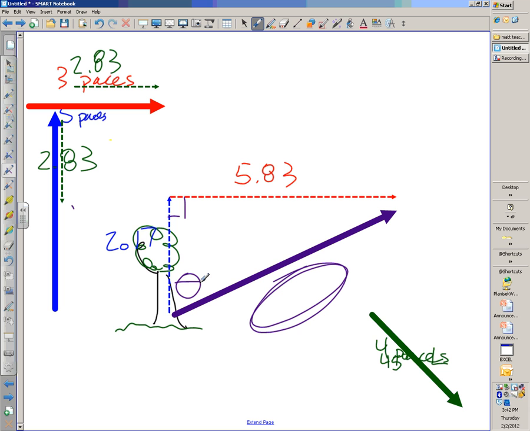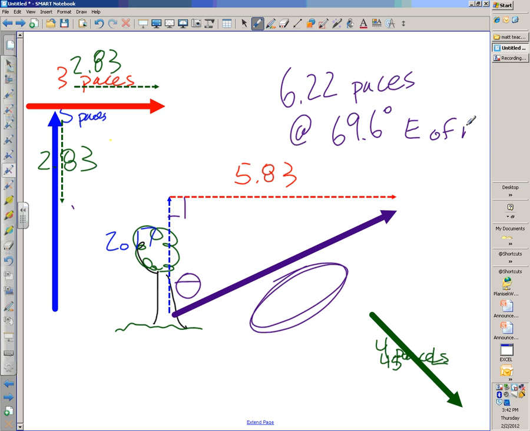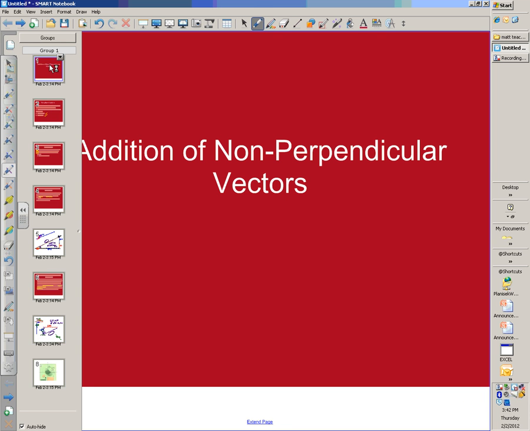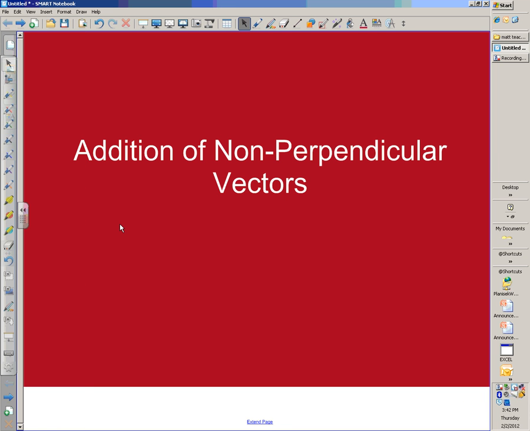And when you plug that all in, you should end up with a resultant displacement of 6.22 paces at 69.6 degrees east of north. And that wraps up a couple of examples with the idea of finding the resultant vector of non-perpendicular vectors.